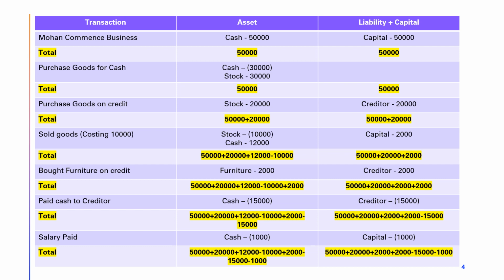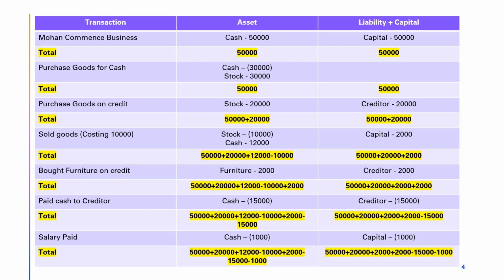So we have the cash component on the asset side and the capital component on the liability plus capital side, and 50,000 will be added to both the sides. Second is purchase of goods for cash. Over here, as we have learnt earlier, there is a change in form of asset from cash to stock. Hence, a new component would be created with stock and 30,000 would be added, and on the other hand 30,000 will be reduced from cash.